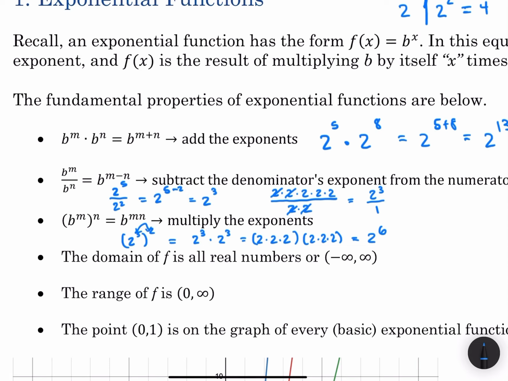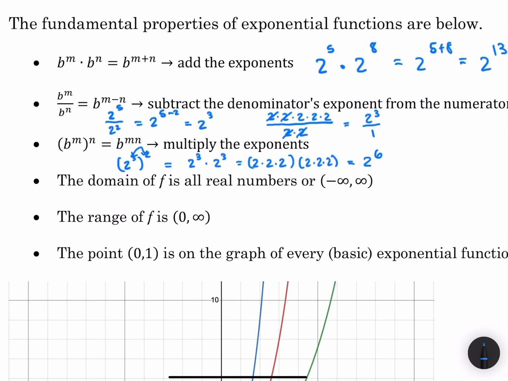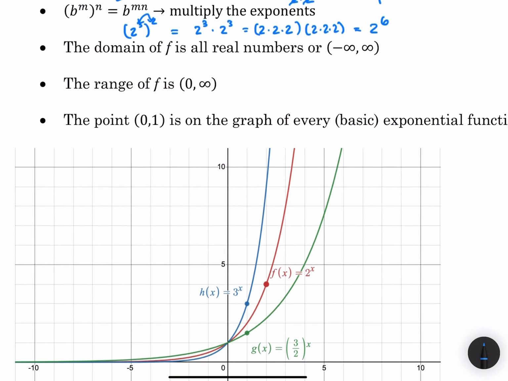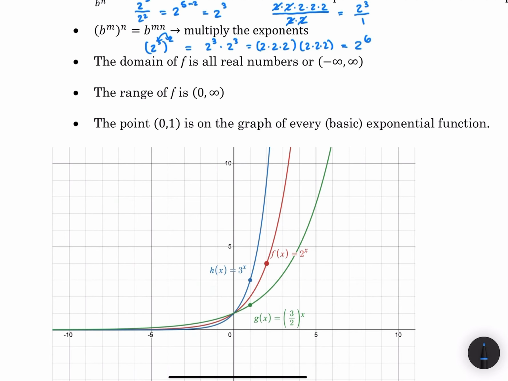So one thing that's going to be true for all basic exponential functions is the domain is all real numbers. And the range is going to be 0 to infinity. And we can see this on the graph that we have for some common exponential functions. So we have 3 to the x, 2 to the x, and 3 halves to the x.